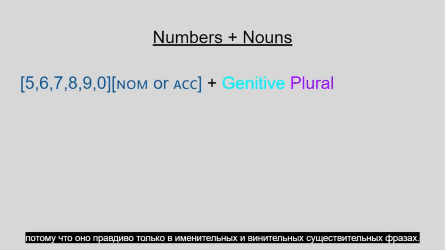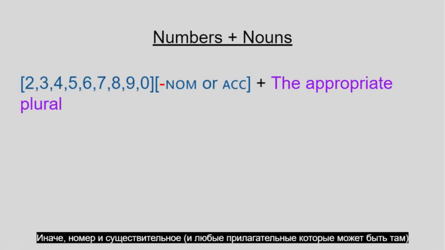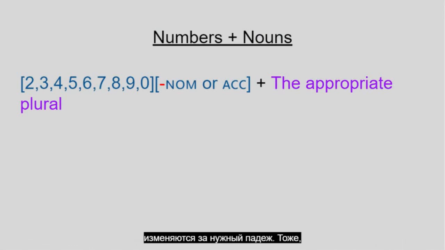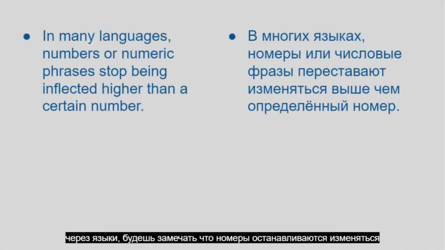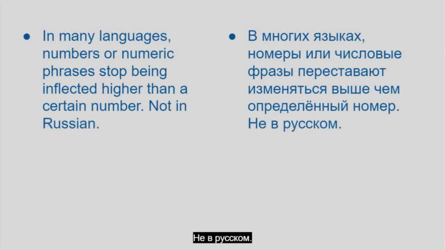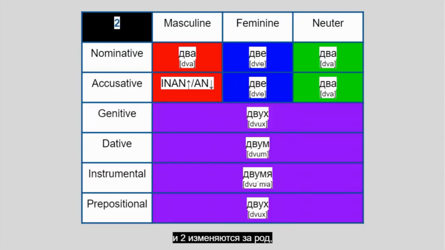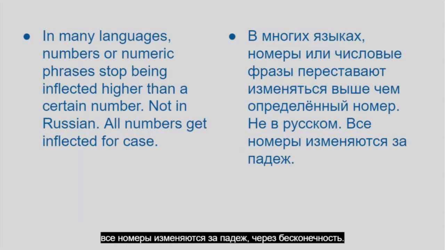Sound confusing? It gets worse, as that's only the case in nominative or accusative noun phrases. Otherwise, the number and the noun and any adjectives that may be there get inflected for the case that they need. Also, across languages, you'll notice that numbers stop getting inflected for whatever they get inflected for past a certain point. Not in Russian. While it's true that only 1, odin, and 2, dva, get inflected for gender, all numbers get inflected for case up through infinity.